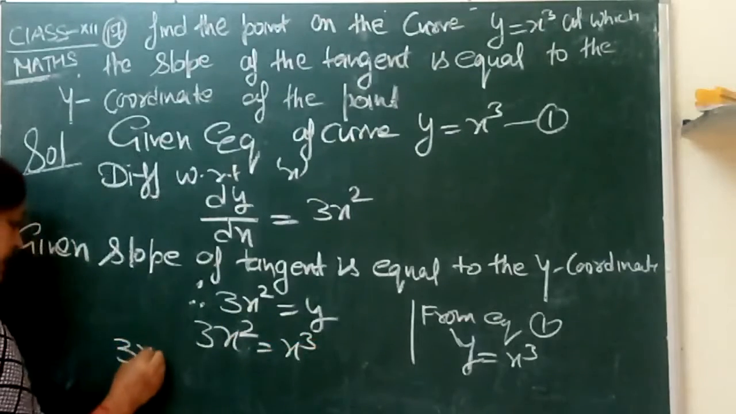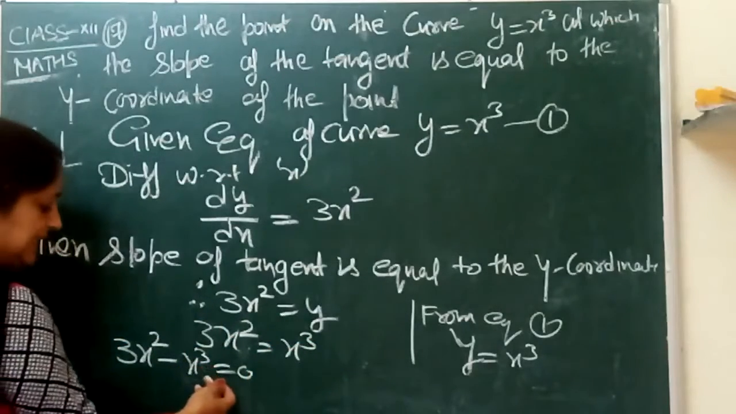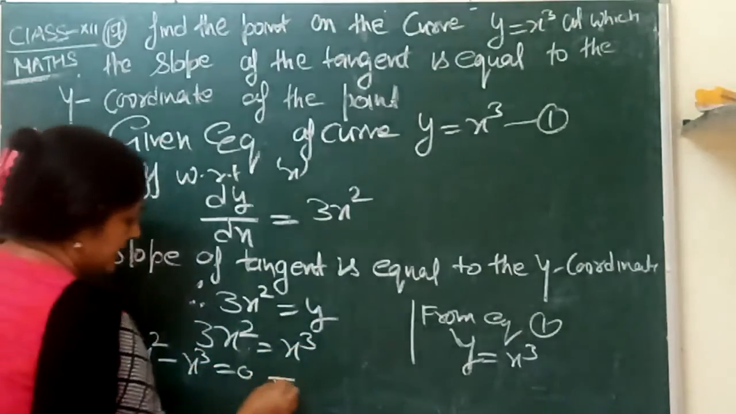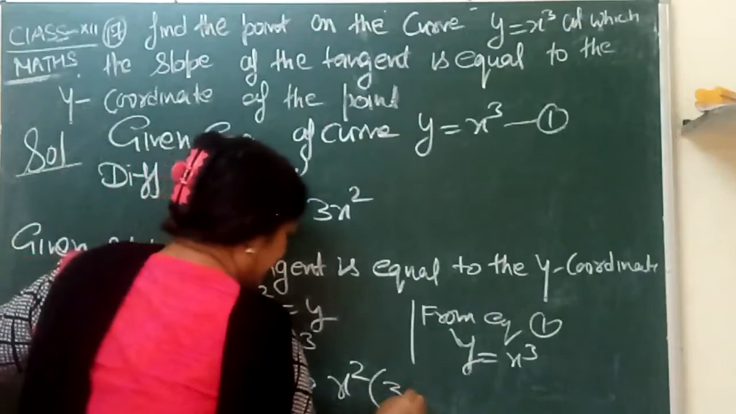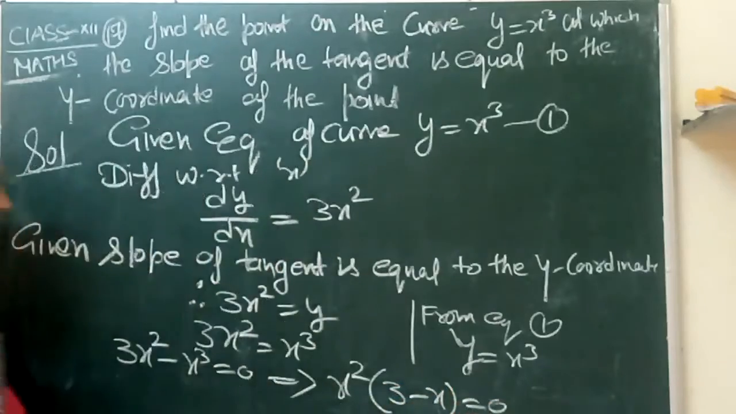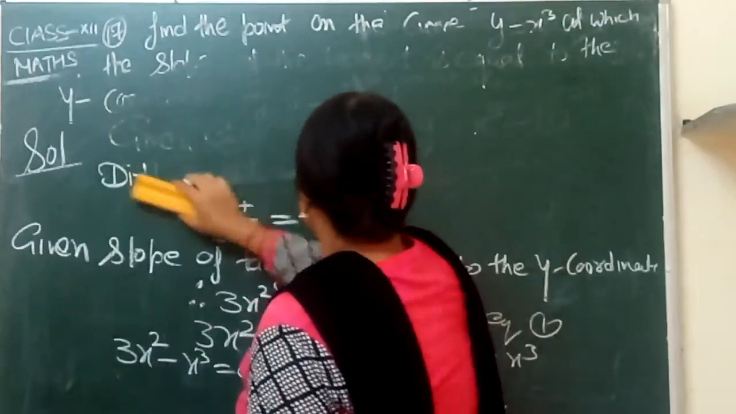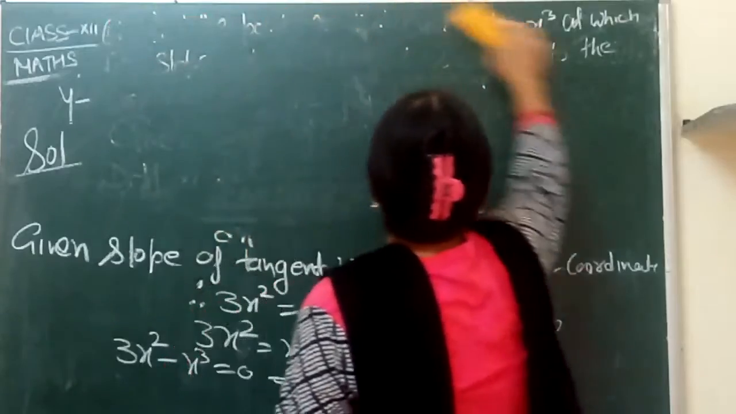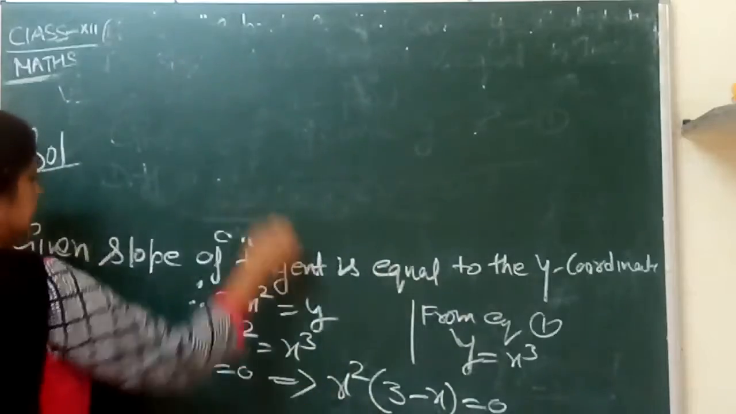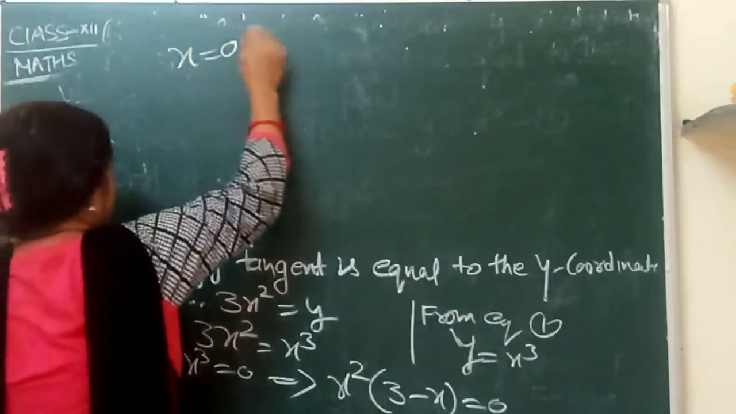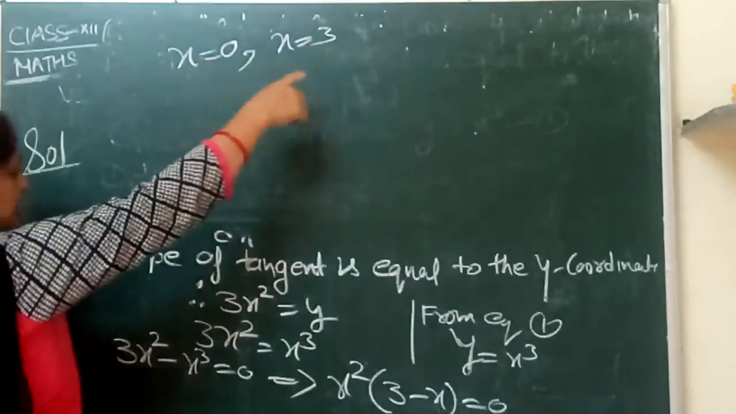So after that 3x square minus x cube equal to 0. Transfer this x cube to the LHS. After that taking x square common here, what will be left here? 3 minus x equal to 0, after taking common. So from this we can find out the value. Yes, x is equal to 0 and x equal to 3. So what are the points here? The value of x is 0 and x equal to 3.